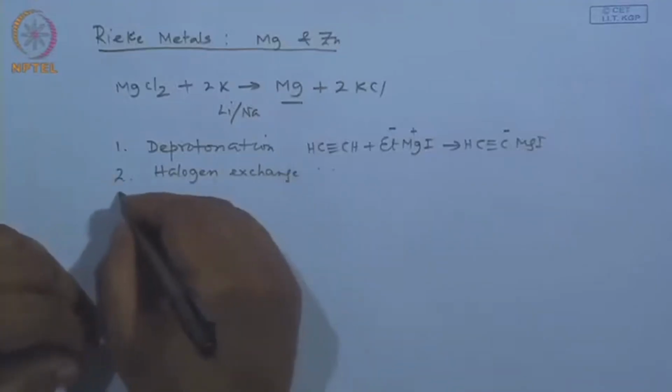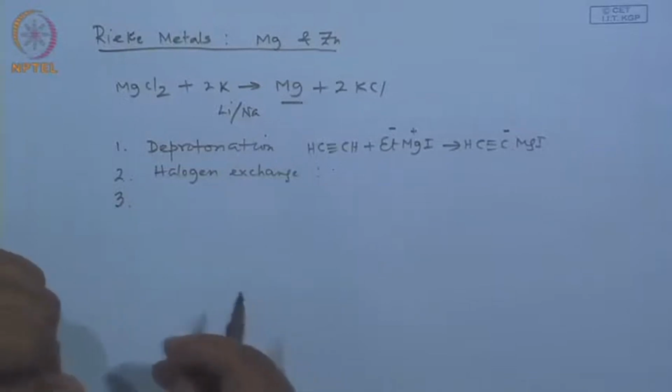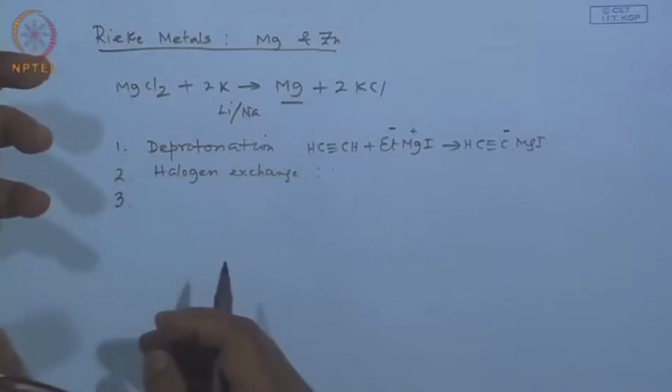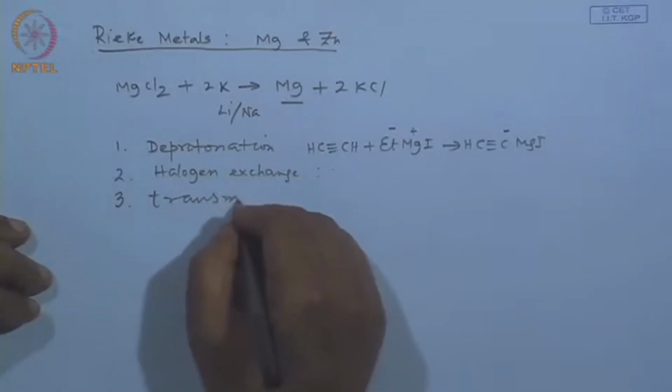And the third option applies in this particular example. What is the third option? All of us know by now. What is the third option of preparing organometallic compounds? Very good. In the lithium case it was not there, because that is the lightest metal, but in this case you can use transmetallation.